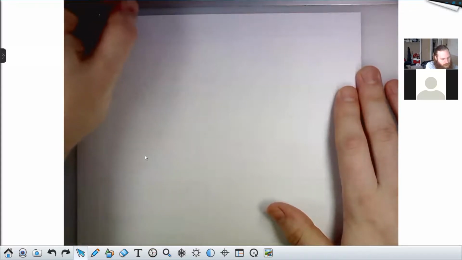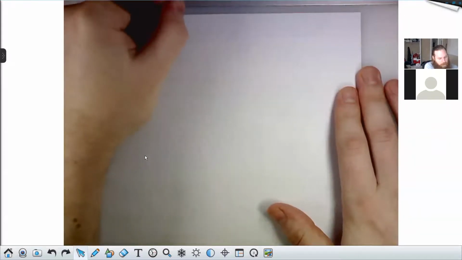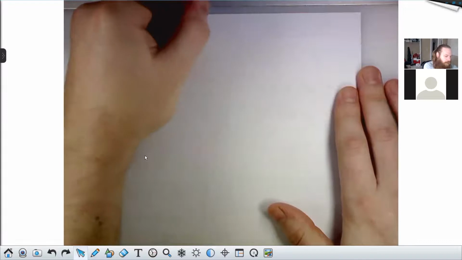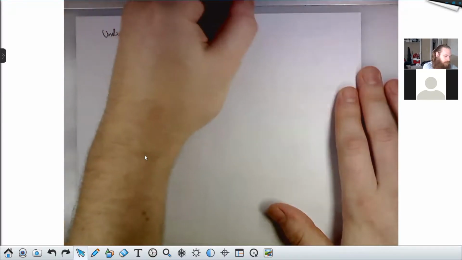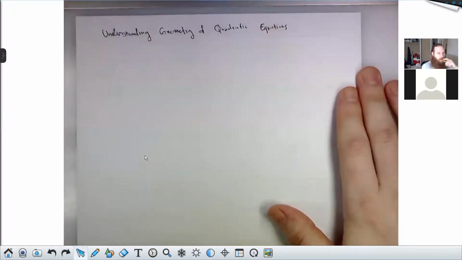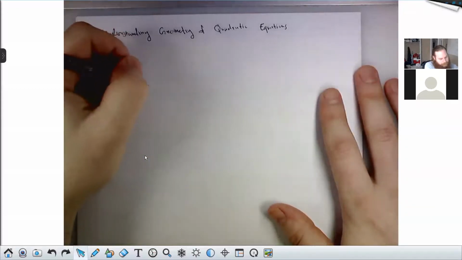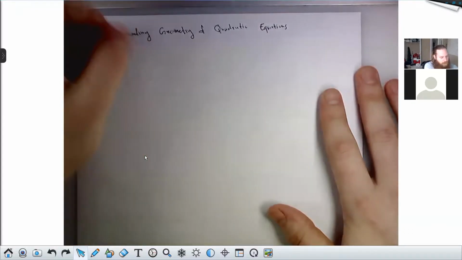Understanding the geometry of quadratic equations. Let's look at a couple of examples.